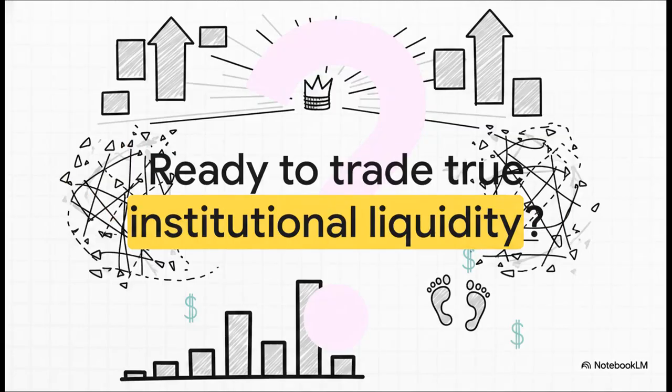As we wrap up this explainer, I want to leave you with one final provocative thought to chew on before you sit down to analyze your next chart. Are you going to keep risking your hard-earned capital on the illusion of invisible retail lines? Or are you ready to finally follow the smart money and trade the true architecture of institutional liquidity? The footprints are literally right there in the order blocks, waiting for you to find them.